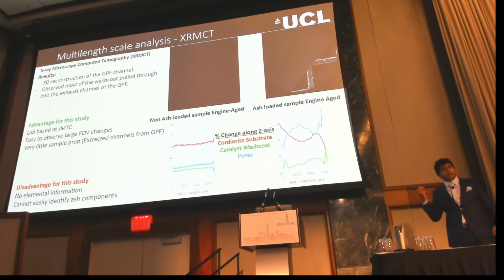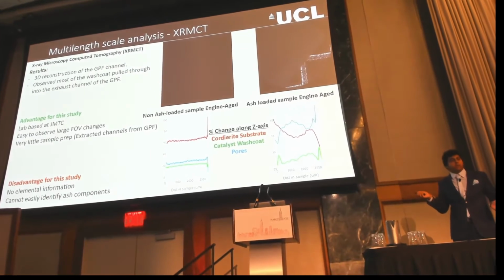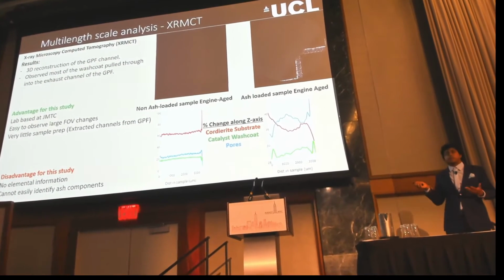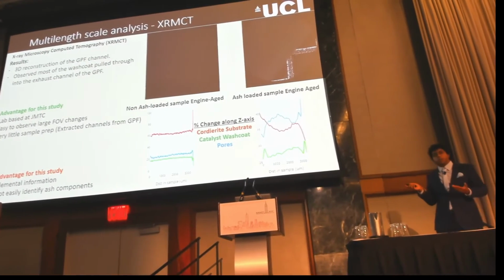So as they adhere the catalyst washcoat onto the walls, they actually get vacuum dried, so we believe that it's actually been pulled through to the adjacent channel. So this gives us great information about what's going on with the system, but again, it doesn't tell us elemental information, what these different species are doing. So we use another technique.